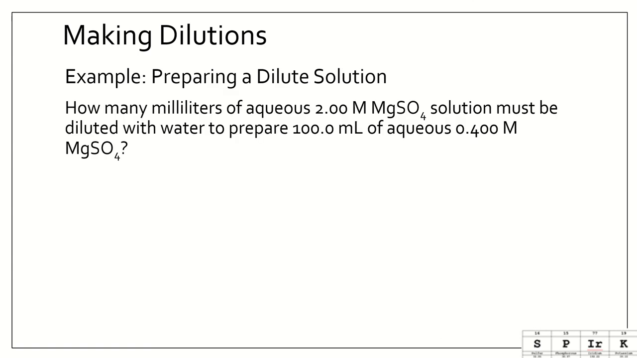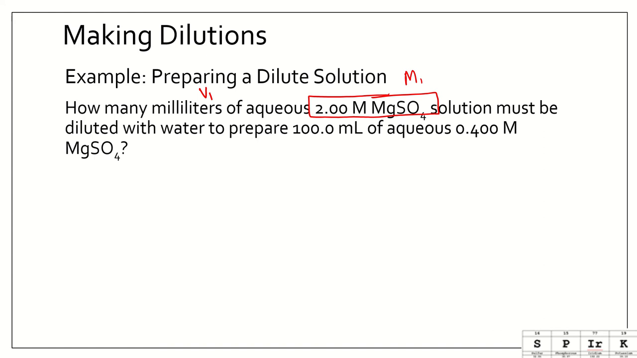So let's look at an example about preparing a solution. How many milliliters of aqueous 2 molar magnesium sulfate solution must be diluted with water to prepare 100 milliliters of aqueous 0.4 molar MgSO4? So let's read through that again and mark M1, M2, V1, V2. So how many milliliters of this solution? So this is my M1, and it says how many milliliters of it? So that is V1. So I'm looking for V1.